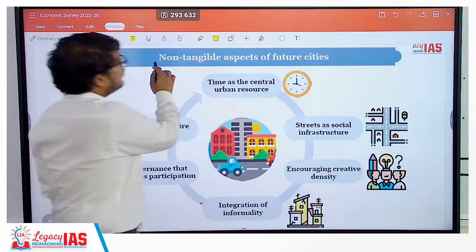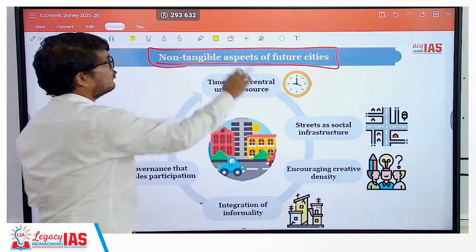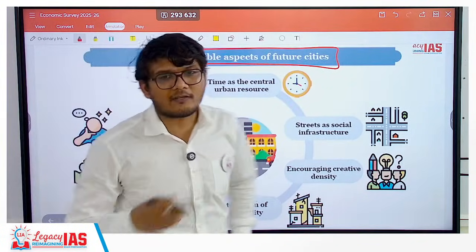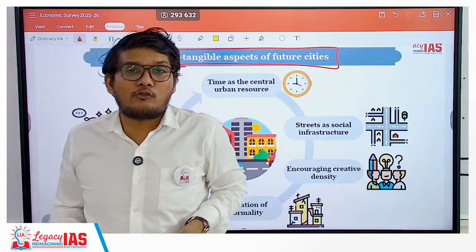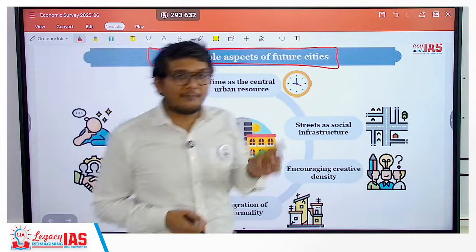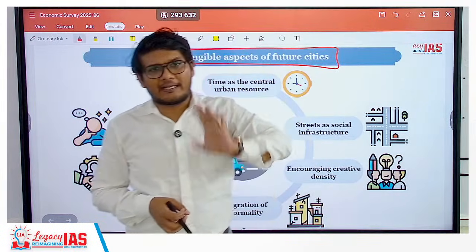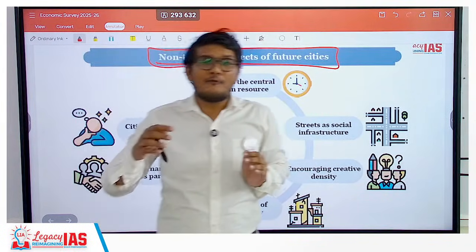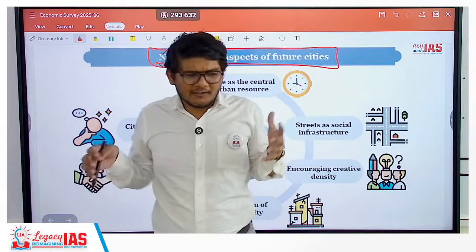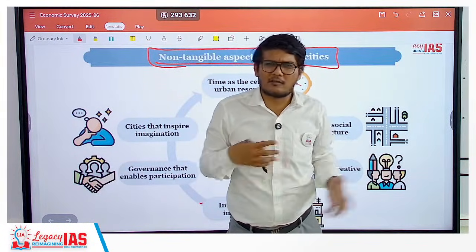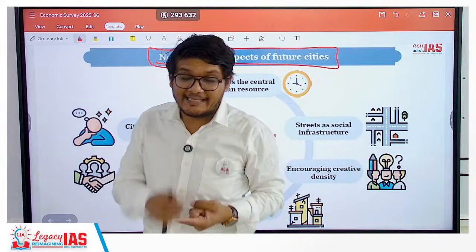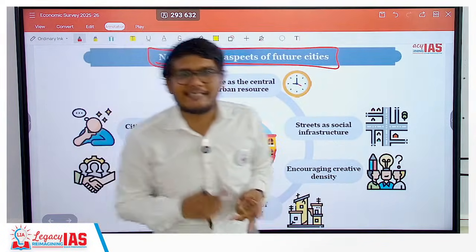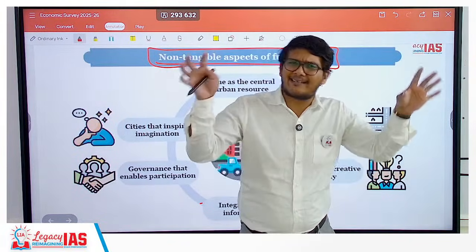Next is the non-tangible aspect of the future cities. The economic survey talks about creating future cities which have a non-tangible aspect also. Non-tangible means things that you cannot see, touch or feel. So having cities which facilitate imagination. Now the cities are so congested and you are just moving ahead so rapidly, there's no time to think. But if the city is green, the city is clean, the city has clean air, right? The city is good aesthetically.